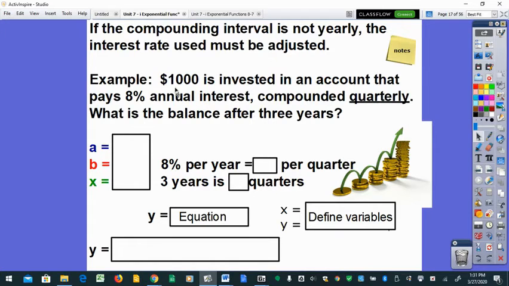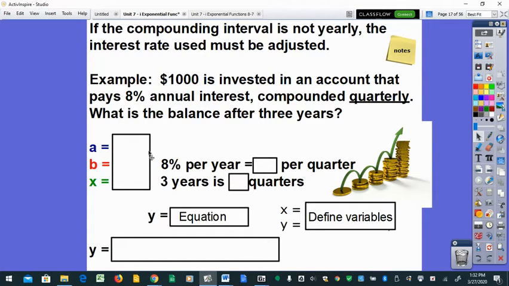That's the same thing. But in this next example, you're going to notice the word quarterly coming in. So this time we're going to put $1,000 in the bank. We're going to get a really nice interest rate, totally unheard of right now, with 8% annual interest, so every year. But notice that it's compounded quarterly. That means that they're going to put the interest in every quarter, and they want to know what will the balance be after 3 years.